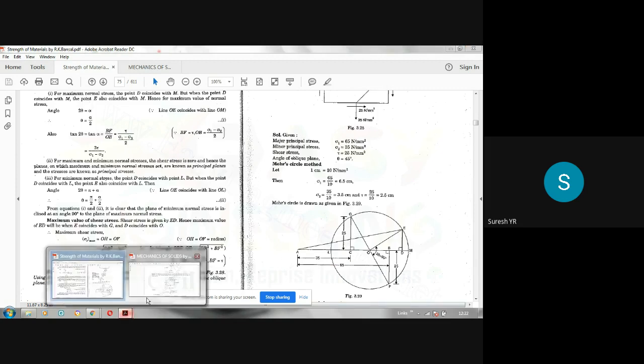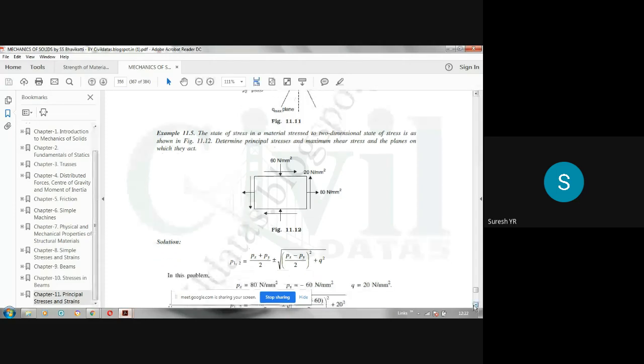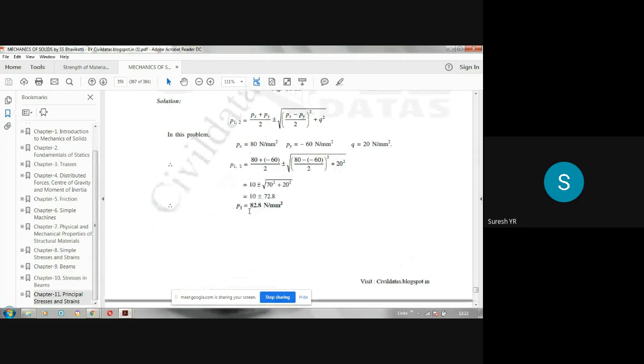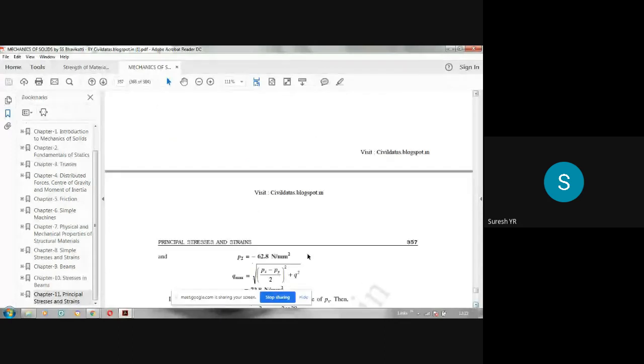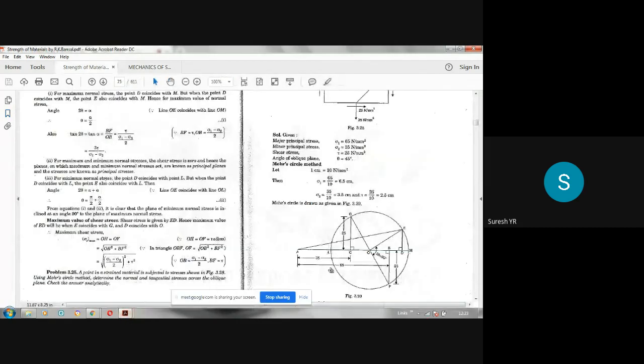What is that answer we have got using the analytical method? For this problem, P1, the major principal stress, you have to get 82.8 as a tension. Minor principal stress you have to get minus 62.8, that is compression. So these two answers you should get. Okay. That is the first step, for finding the major principal stress and minor principal stress, the two principal stresses.